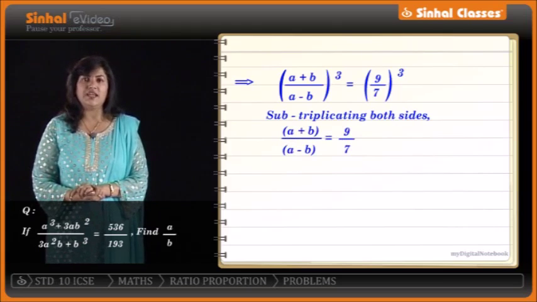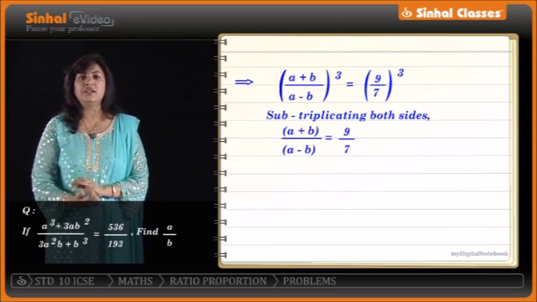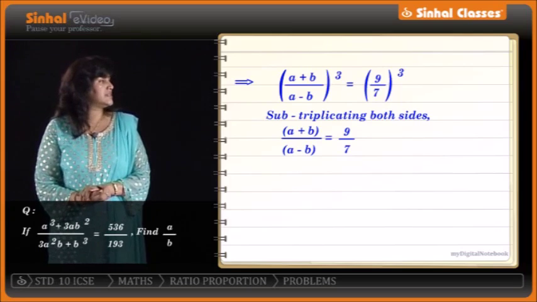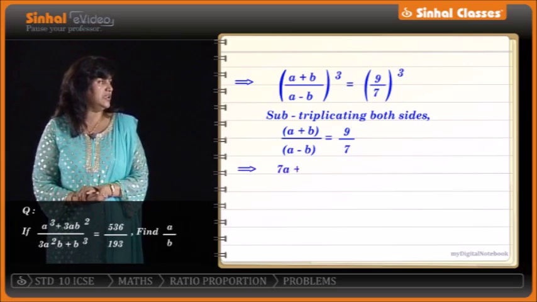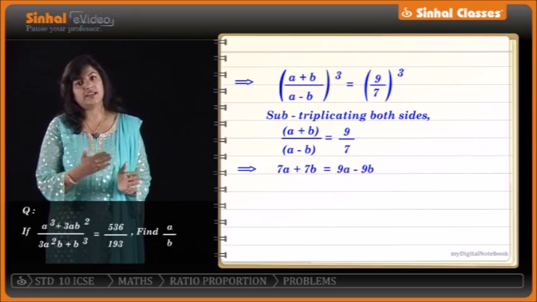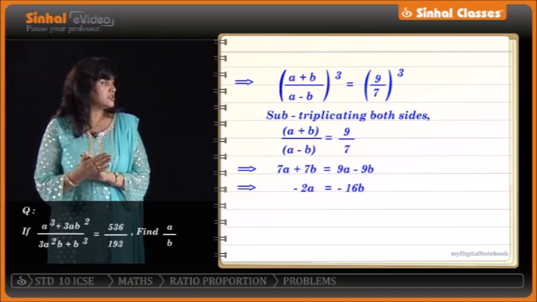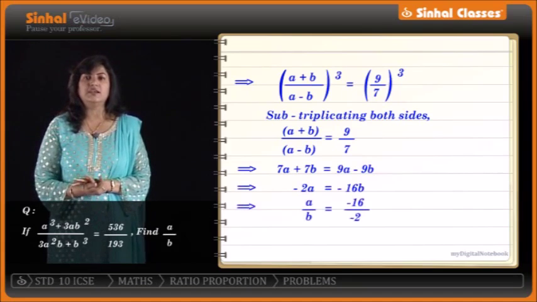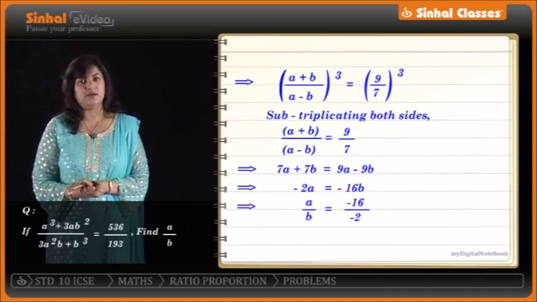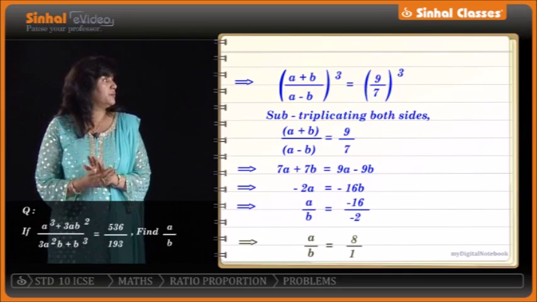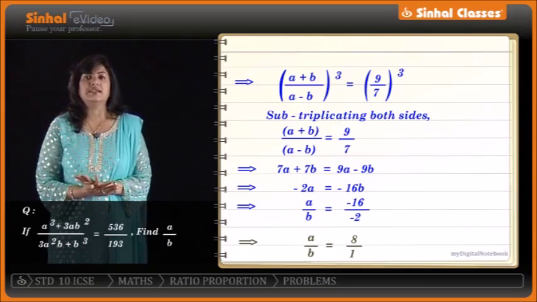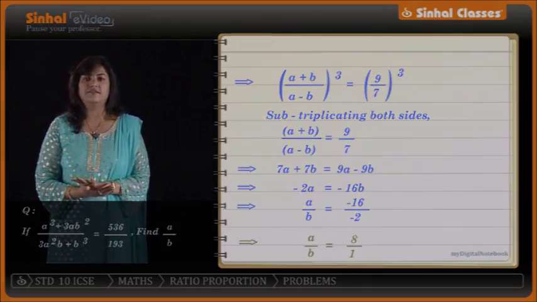Now we want to find a upon b, so we simply cross multiply. 7a plus 7b is equal to 9a minus 9b. Take a's on one side and b's on the other to get minus 2a is equal to minus 16b. So a upon b is equal to minus 16 upon minus 2, that is 8 upon 1. So a upon b is equal to 8 upon 1.